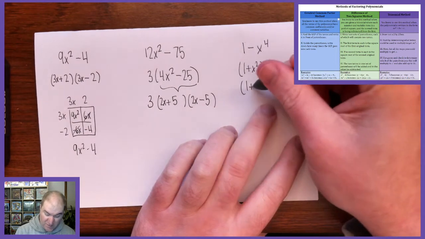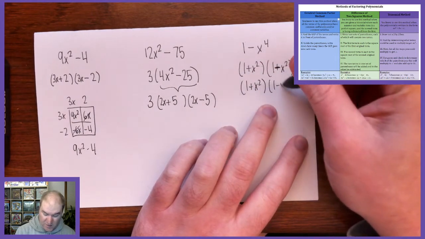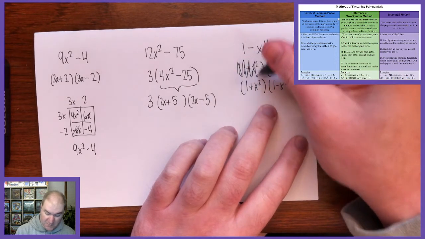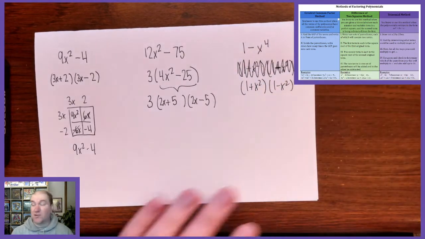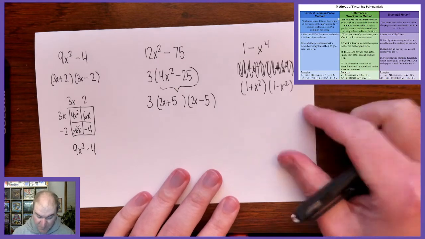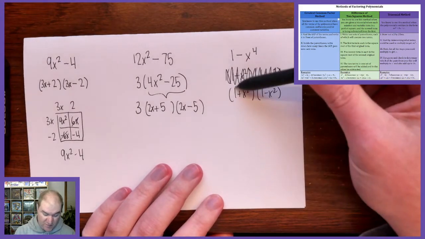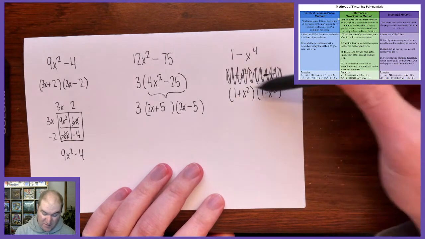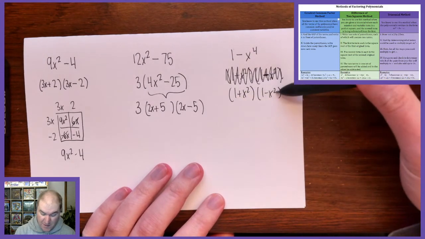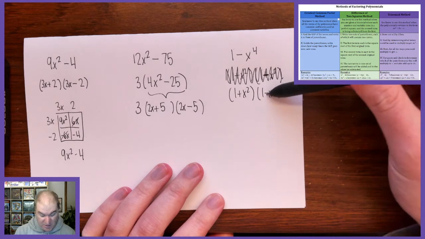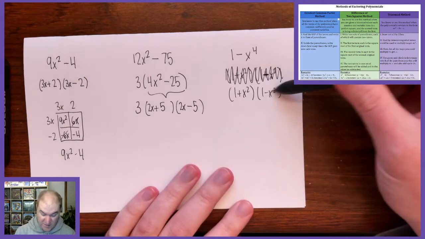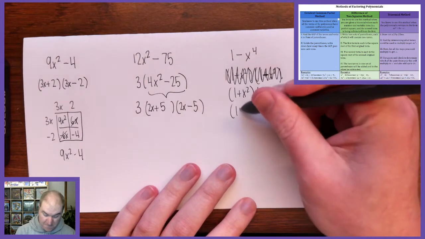I'm going to write it again because I'm not happy with that scribble there. I just said I didn't like a scribble, and then I'm going to scribble all over the paper. Can either of these be factored again? This one cannot, right? There's no GCF, and it's not a difference of two squares. This one can be factored again because it is a difference of two squares, right?